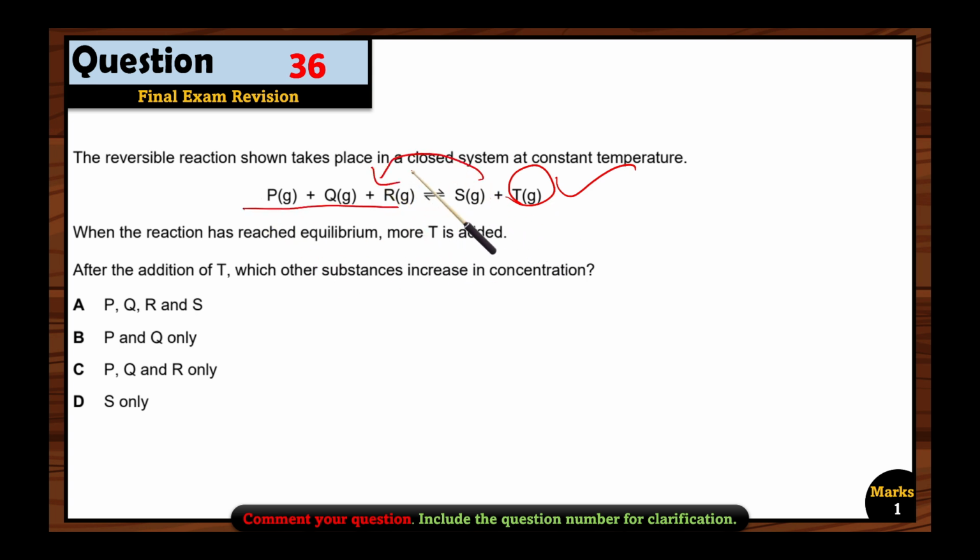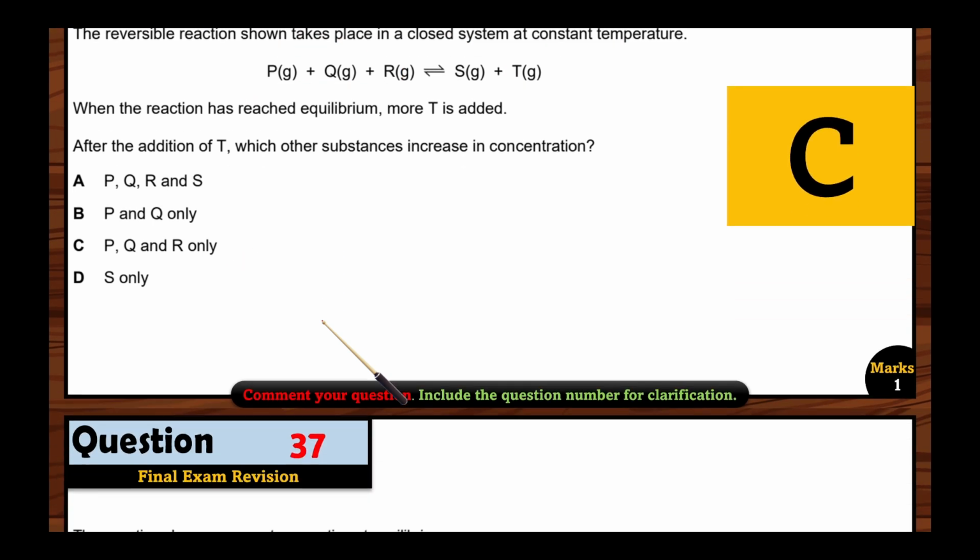The reaction will shift towards the left side. So P, Q, and R concentrations will now increase. Where are P, Q, R? Yes, C option is the right option.